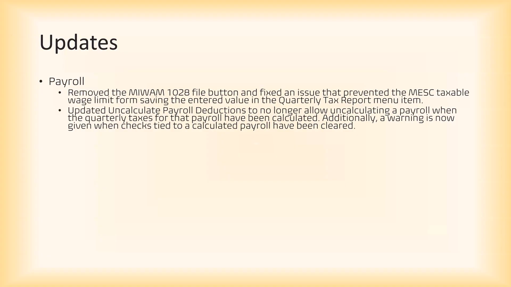We updated the uncalculate payroll deductions to no longer allow uncalculating a payroll when the quarterly taxes for that payroll have been calculated. So if you've already calculated your payroll and your 941 for that quarter, we now stop you from uncalculating payroll deductions as that could change your 941. However, if you happen to calculate the 941 early, you could always uncalculate the 941 and then uncalculate payroll, that is fine. But you just have to do an extra step to uncalculate payroll if you've already calculated the 941s.